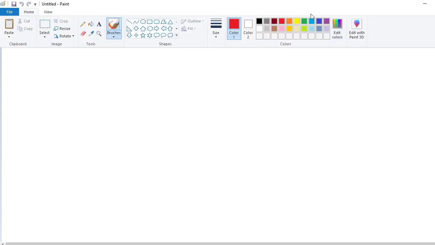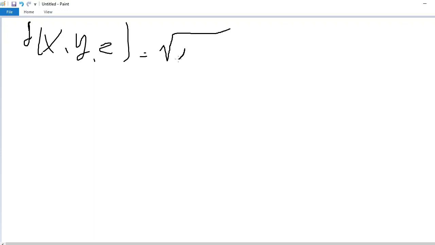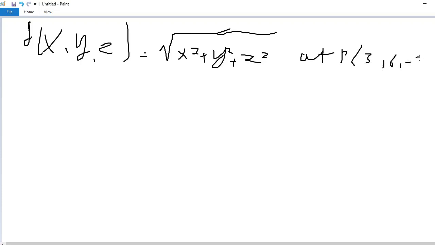Let's say a question came and said, find the maximum rate of change of f of x, y, z, where f equals the square root of x squared plus y squared plus z squared, at the point P, which is 3, 6, negative 2. In which direction does it occur, and also what is the minimum value of the directional derivative?